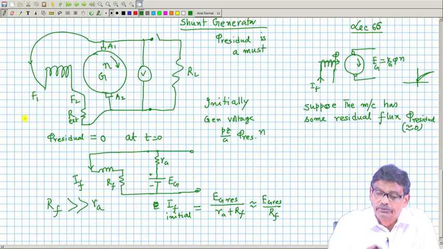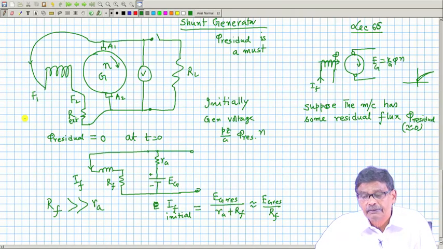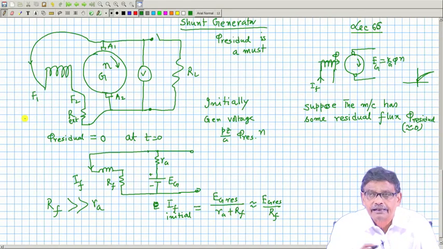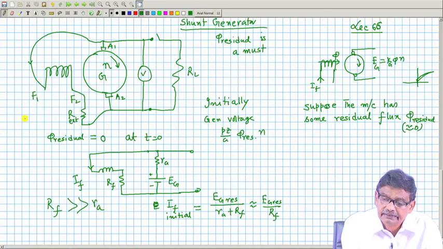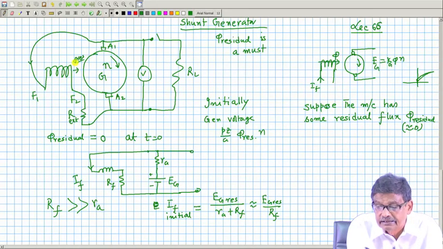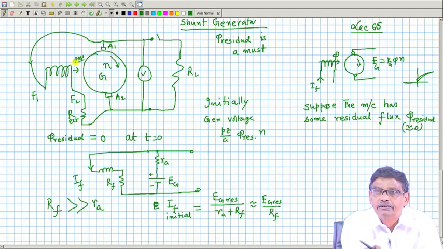Now, there may be two situations. One situation is that the polarity, the way it has been connected, that because of new field current, this MMF acts in opposite direction of the residual field. Suppose phi residual was there, but I am not sure whether this field current strengthens this initial residual flux or not.